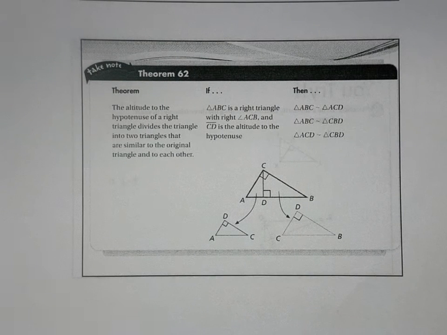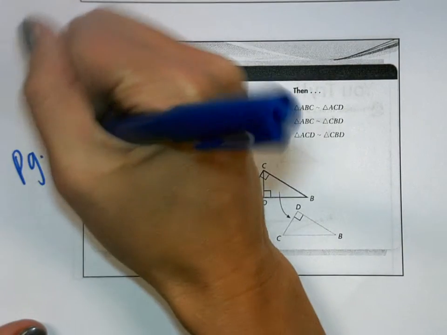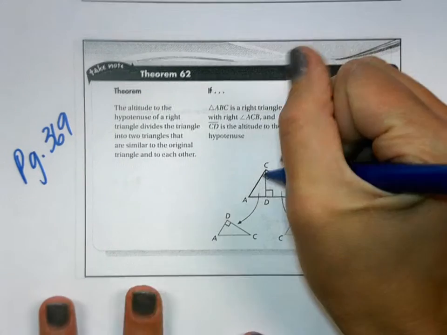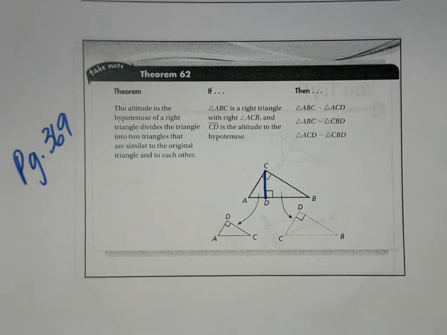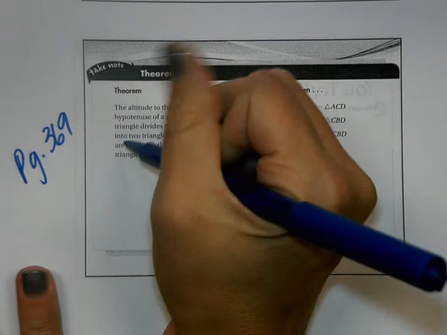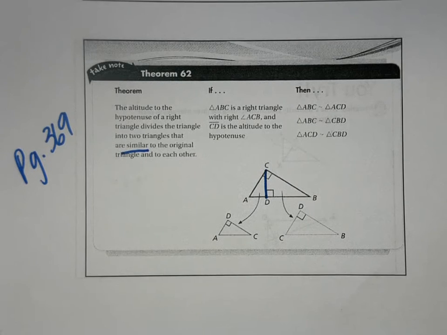Okay, so an altitude. Hold on a second, let me write this down. Okay, so this is your altitude line right here, okay? And so the altitude drawn to a hypotenuse of a right triangle divides the triangle into two triangles that are similar to the original triangle and to each other.